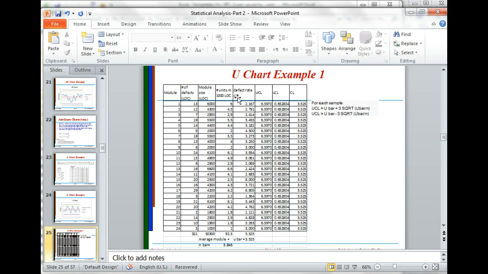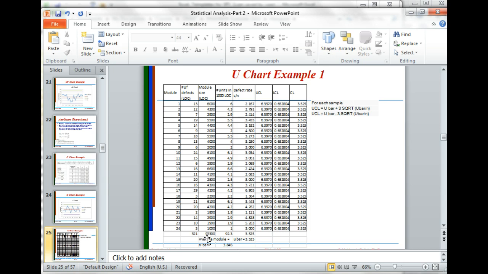And then I'm going to take the ratio of the defects. So I've got 13 defects. I want to know how many per unit. So I've got 6 units in here. If I divide 13 by 6, I get 2.16. So I'm going to take this column and divide it by this column, and I'm getting the defect rate per unit.